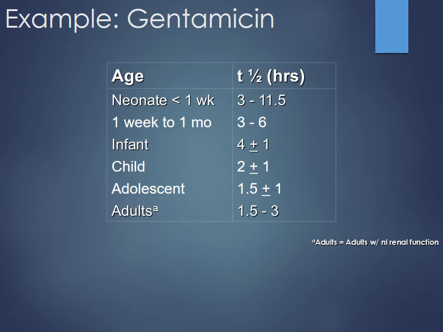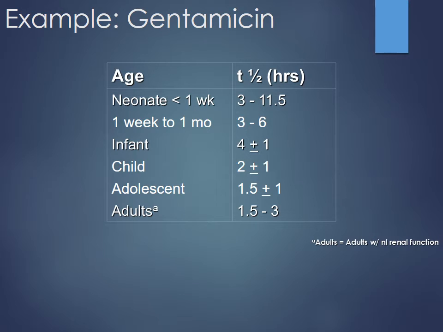Something like a neonate who's less than 1 week old, notice how the half-life can range pretty greatly. A lot of that's based on their gestational age and how mature their kidneys were at birth. It can range anywhere between 3 to 11.5 hours, versus an adult patient, which may last anywhere between 1.5 to 3 hours. So that's the functional maturation that occurs as they get older.